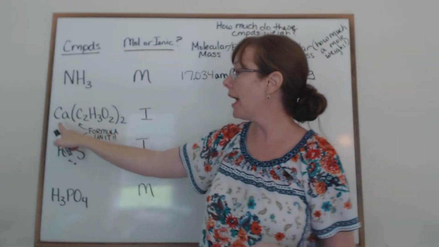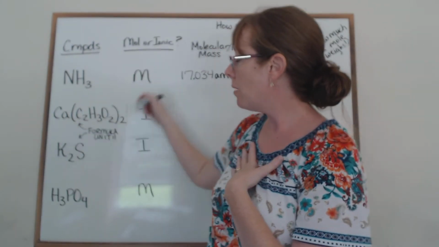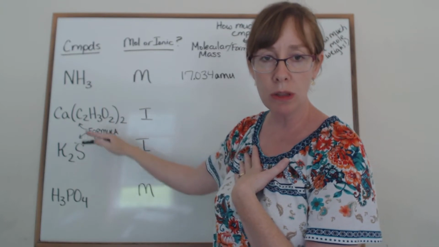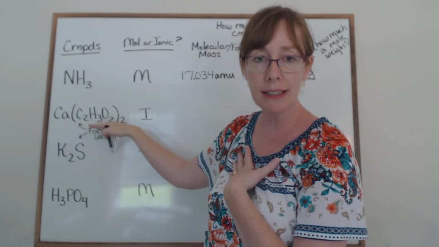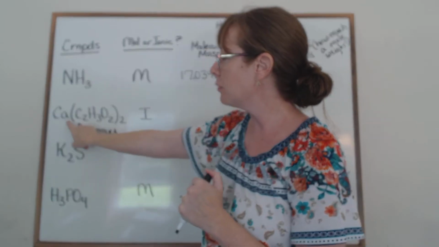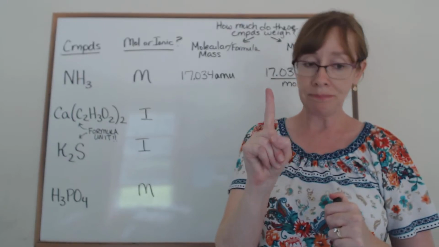So we're going to add up how many calcium atoms. Some people have wondered about this before. That subscript applies only to the piece directly in front of it, only to the acetate ion, not to the calcium. If calcium needed a subscript, we would put it right there. So there's only one calcium atom.